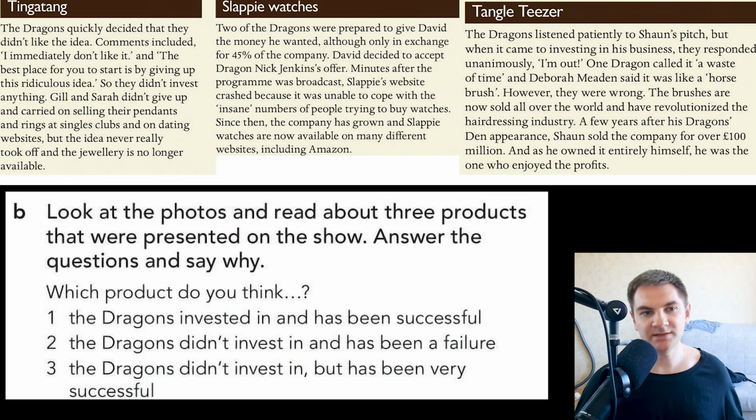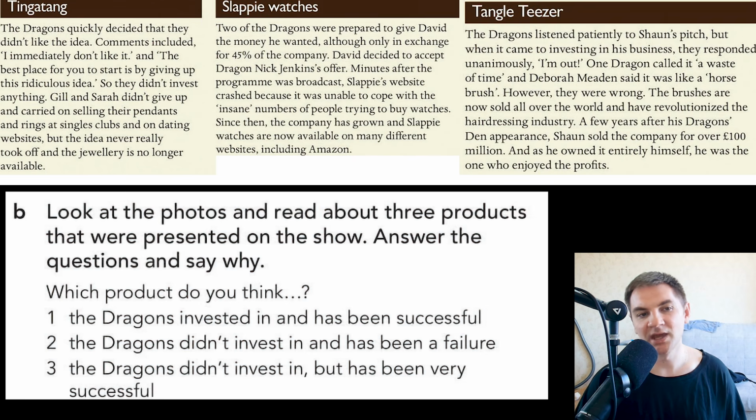So, anyway, let's sum everything up. Number 1. The product the dragons invested in and has been successful. Slappy Watches. The text says that David, the creator, accepted an offer from a dragon named Nick Jenkins. After the show, their website crashed because too many people tried to buy the watches. It's a good problem to have. Now the watches are sold on many websites, so yes, the dragons did invest in the product, and it is a success.